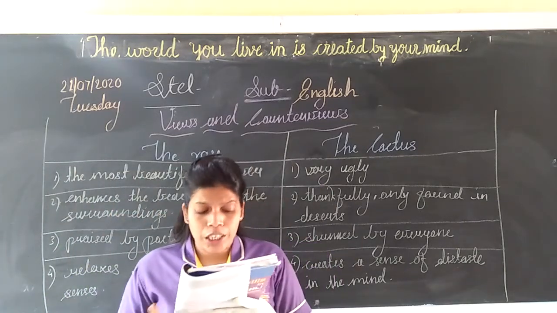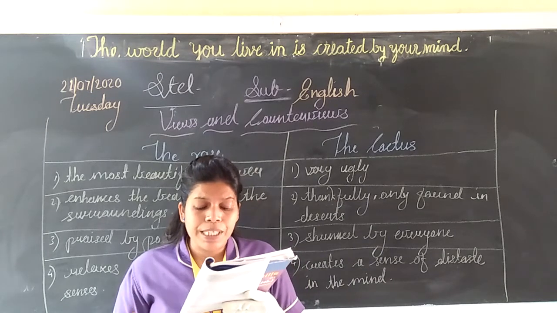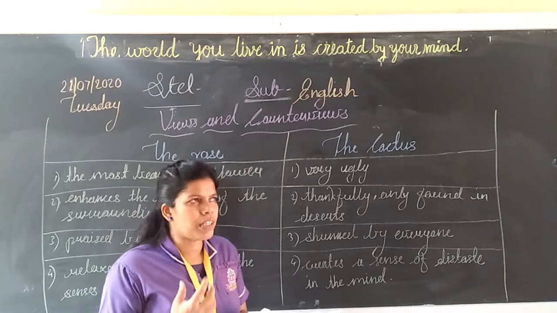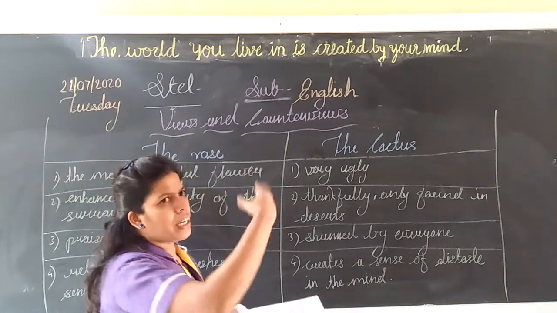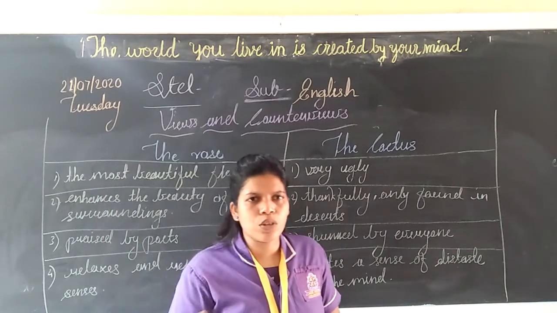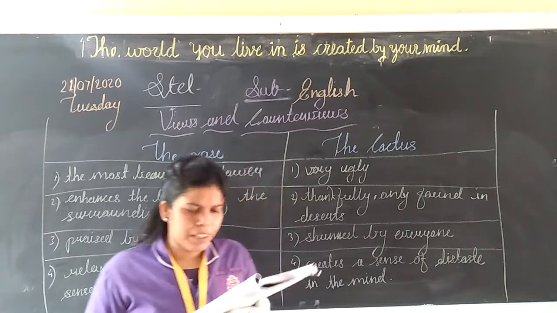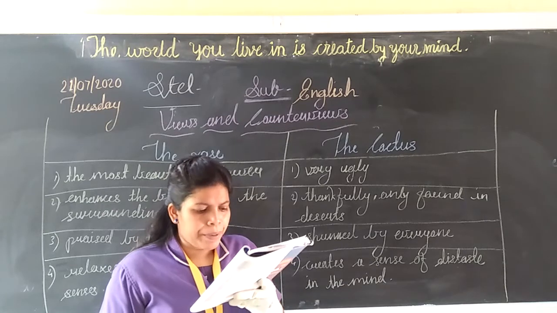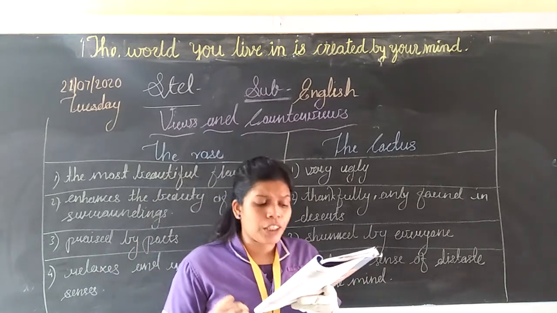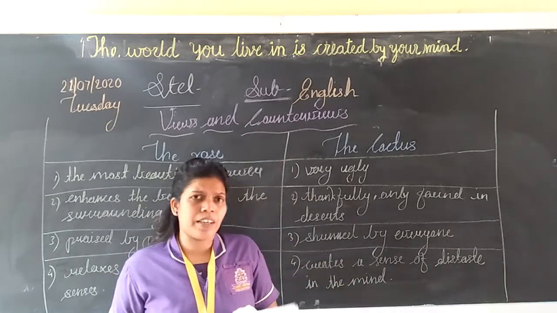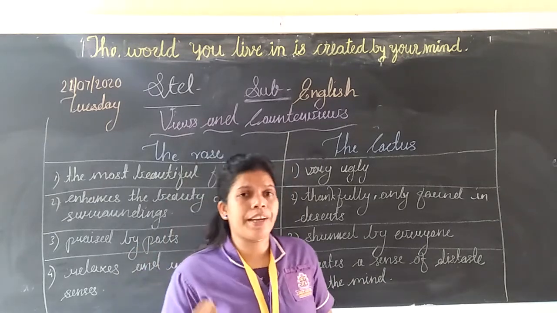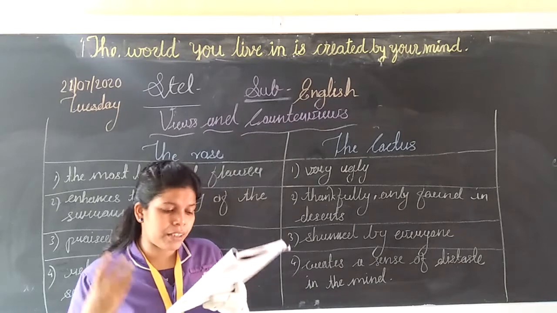The cactus, on the other hand, is a lifesaver in the desert. In the desert, you can see mostly this cactus, and how it looks, it is looking ugly. Ugly means not so beautiful. So the cactus, on the other hand, is a lifesaver in the desert. This cactus is called a lifesaver in the desert. Why is it called a lifesaver in the desert?